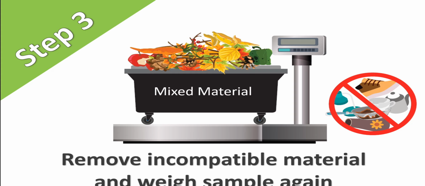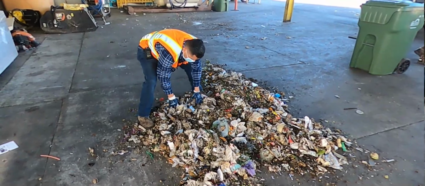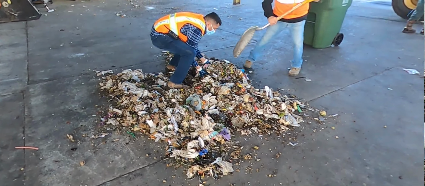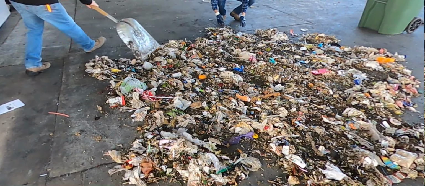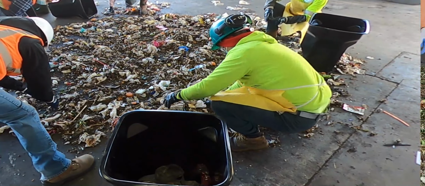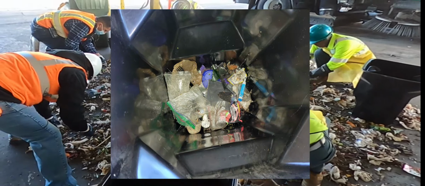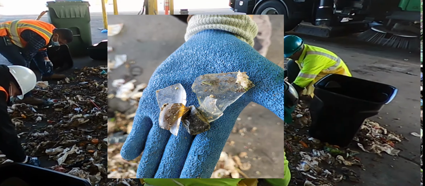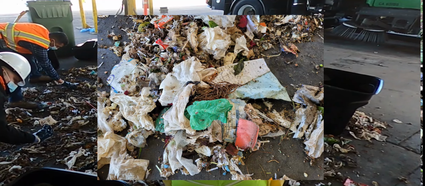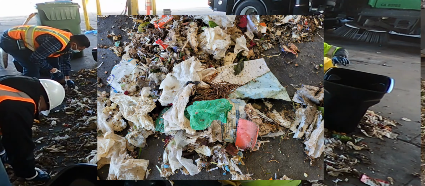Step 3, the operator will remove any incompatible material and weigh the sample again. So to remove any incompatible material, the operator dumped the sample and spread the material over a flat, clean surface. The operator then sifted through the material and pulled any incompatibles out of the pile. Remember, incompatible material is any human-made inert materials, like glass or plastic, or any organic waste that the receiving facility is not permitted or authorized to accept or cannot perform organic waste recovery on.